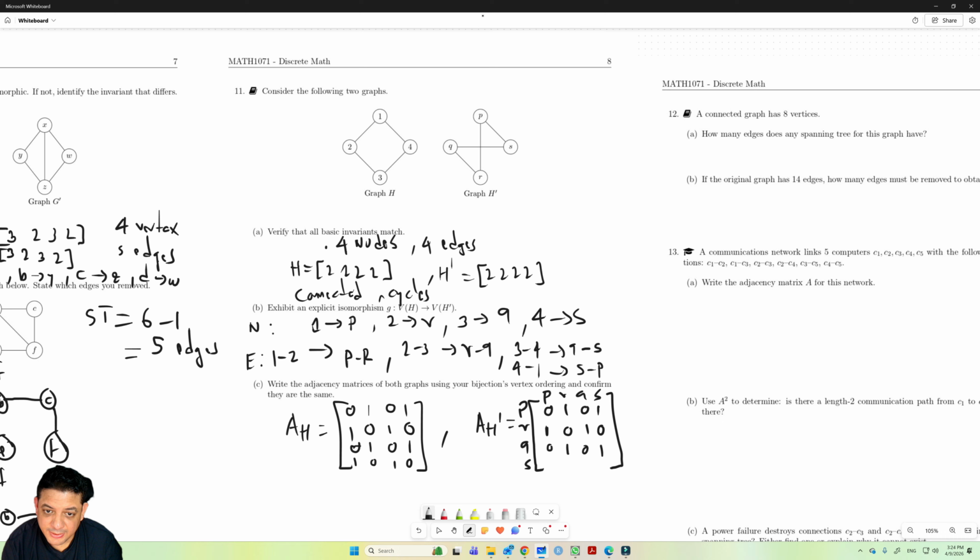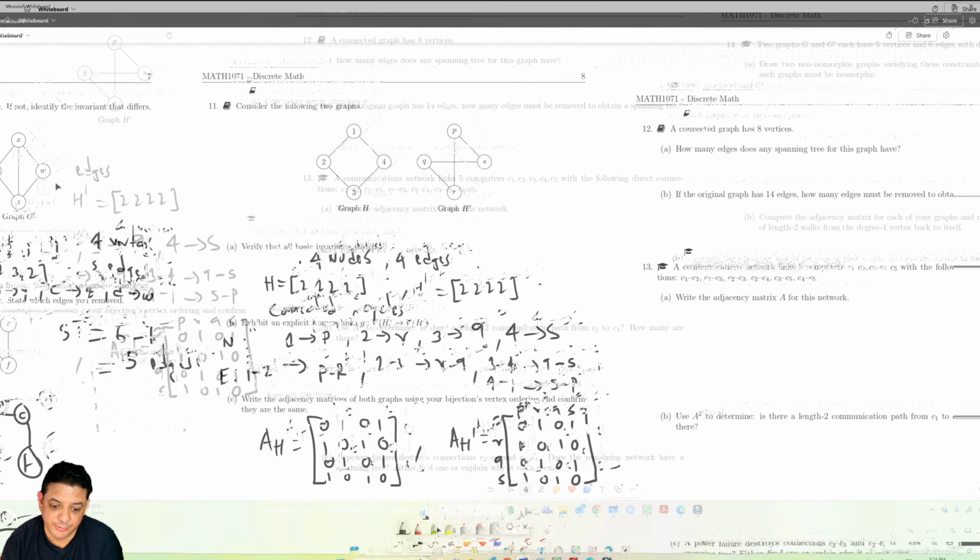And S is related to P and to Q. So we have 1 here, 1 here. And then you can see that we essentially have the same adjacency matrix. So they're going to be equivalent. And we can confirm that they're the same graph essentially under an isomorphism.